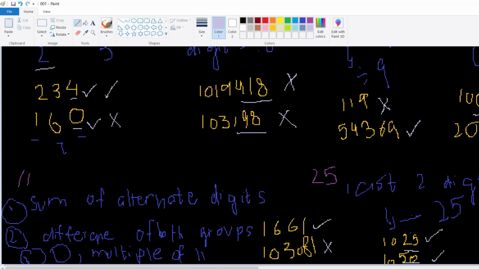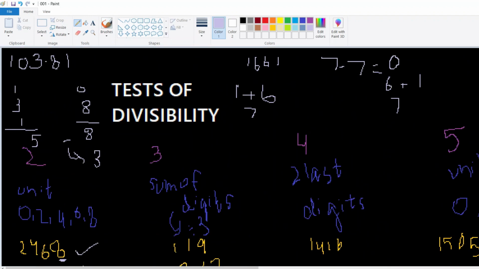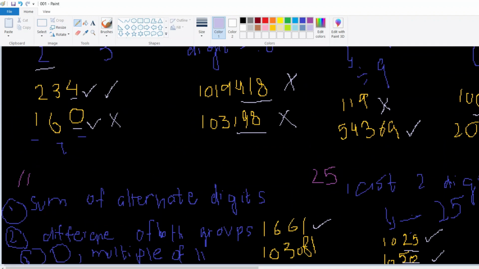Oh, there's a 1 too. The number is 103081. 1 goes here, 0 goes here, 3 here. This means, let me just rewind it. Sorry, 31030, and the 8 goes here. Now the 1 goes here. 8, 3, and 1 would be equal to 12. Well, this side would be equal to 1. 12 minus 1 is 11, which is a multiple of 11, which means this number is divisible by 11.